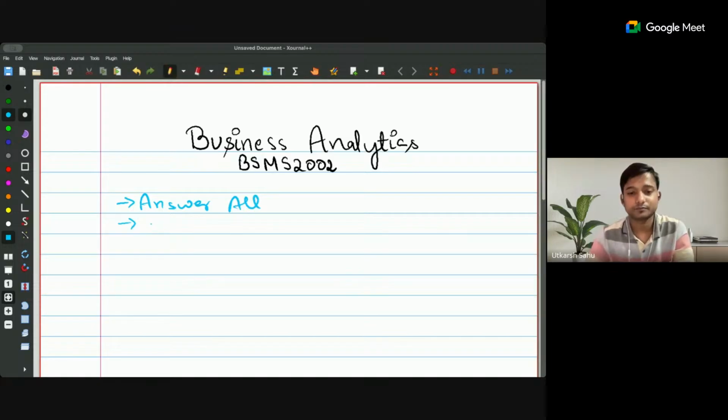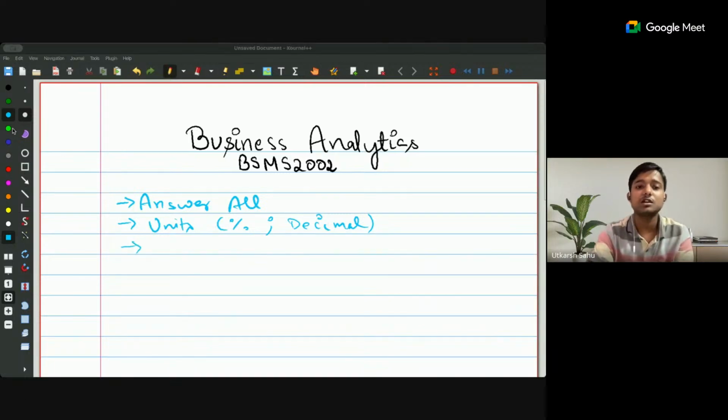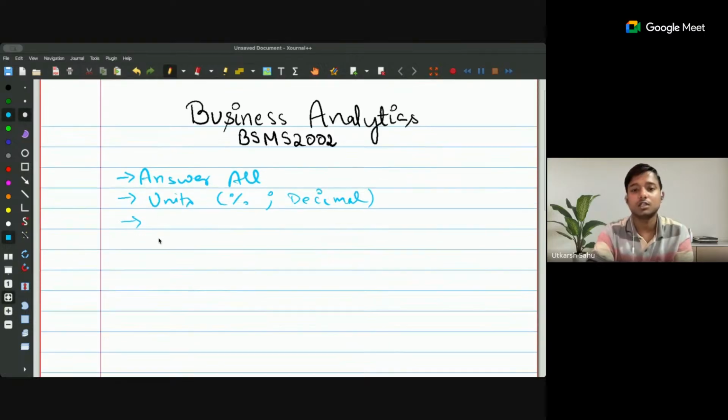Again, remember your units, and especially that percentage decimal thing. It is very weird that students make this mistake in quiz 2 and then again in the end term. That is very disappointing, making a mistake in percentage and decimal. Also, don't by default assume they will always ask for percentage. Sometimes people are in the flow of percentage and the question was for decimal. This is also not really good.